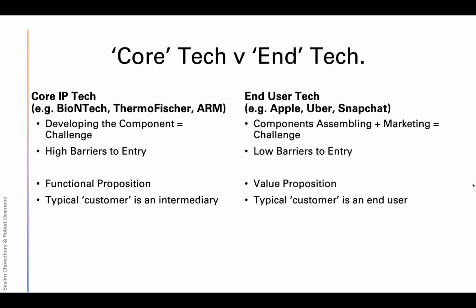And so the challenge, typically, is that people talk about it from the functional proposition, what it does. So we think of companies like BioNTech or ARM. It's very much what does it functionally do, rather than the value prop which the company is focused on.